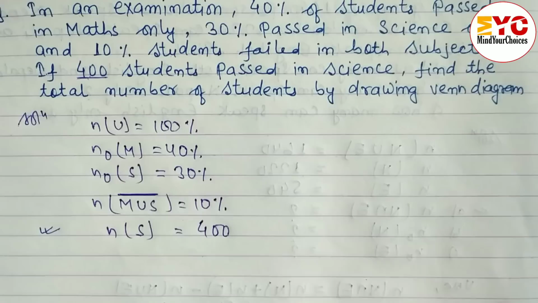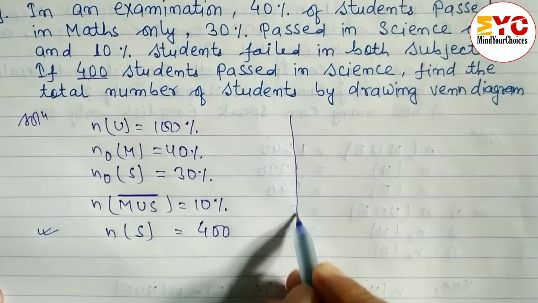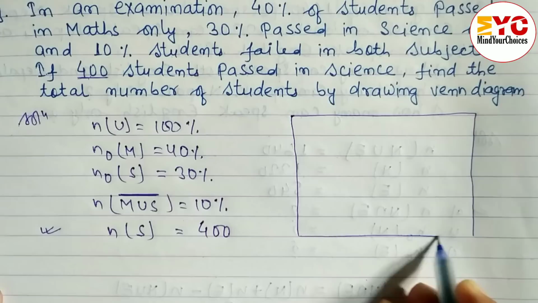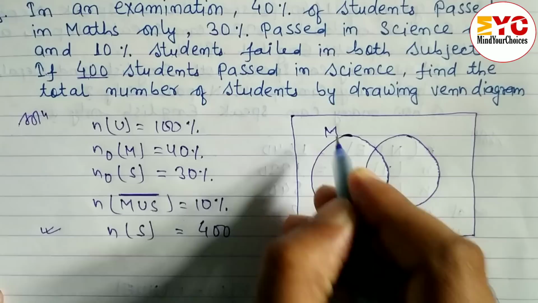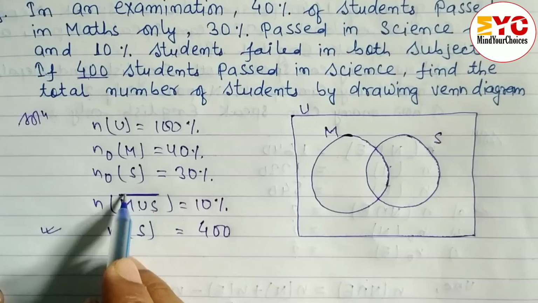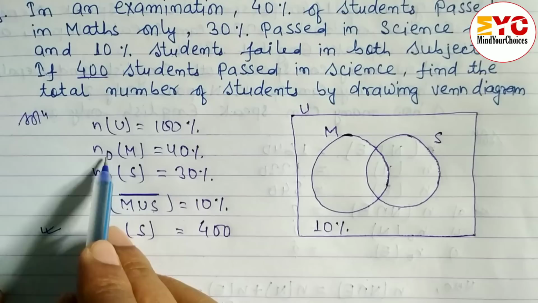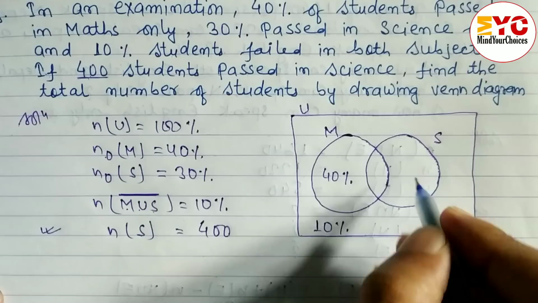Let's draw the Venn diagram. We can use a formula also, but the question says to use a Venn diagram, so let's use it and find the answer. This one is for math and this one for science, and here we write U. Here, M union S complement means outside of the sets, so we write 10%. Only M is 40%, so we write 40% here. Only S is 30%, so we write 30% here.